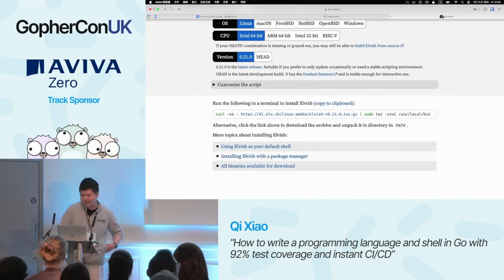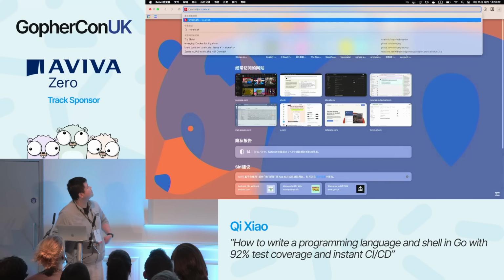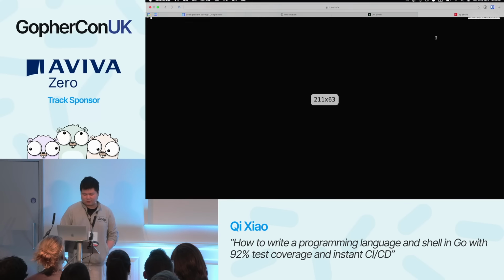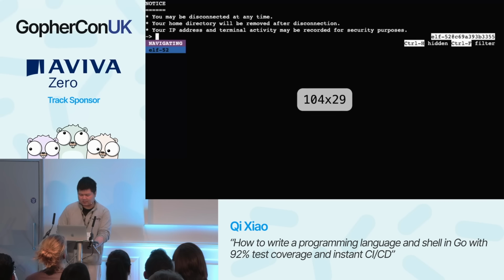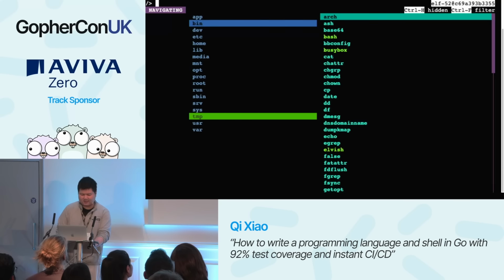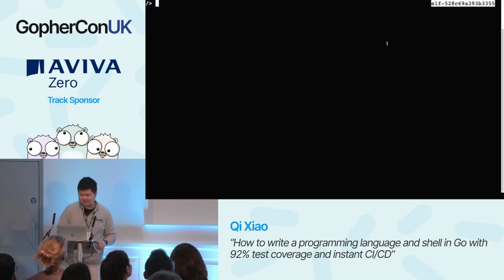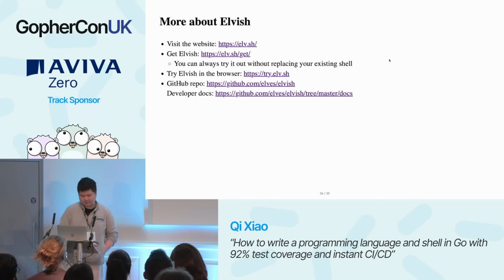And you can also try it within your browser directly, if that's your thing. It's probably a bit hard to see. The domain name is just try.elv.sh. And right, there aren't any files here. But you can do all the things I've shown you before directly in the terminal. And there's a GitHub repo, of course, and there are some developer docs.